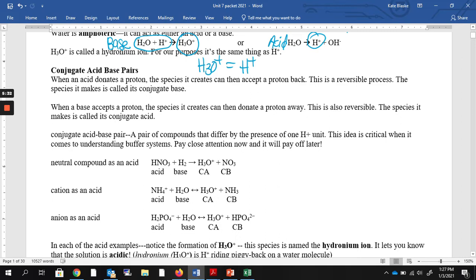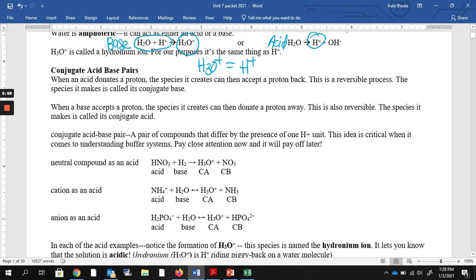It can act as an acid, or we call it a conjugate acid, because it can now donate away that proton and make that reaction reversible. When we talk about conjugates, conjugate just means it's the thing that was formed. So whatever's on the reactant side, we call the acid and the base. Whatever's on the product side, we call the conjugate acid and the conjugate base.